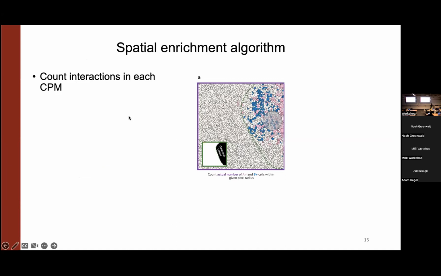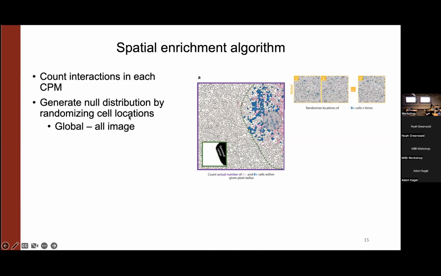Okay, so again, we start with the cell phenotype map, and we would like to know if the pink cells and the blue cells have a preferential enrichment around each other. So what we would do after we count how many interactions we actually see in our image between the blue cells and the pink cells, we are going to start shuffling them around and counting interactions in each random permutation to create our null distribution. And we can do this globally, which means that when generating the null distribution, we allow the random permutation to assign these cells to any other cell in the image. But there is another option.